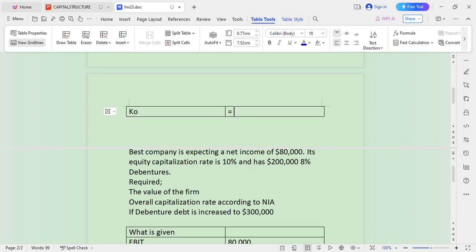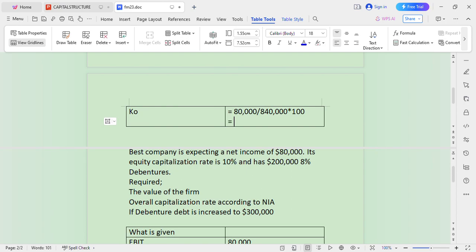what is the EBIT? 80,000, divided by the value of the farm, 840,000, times 100. What do you get? 80,000 divided by 840,000 times 100. What is the value? What is our cost of capital? So this gives us the cost of capital.